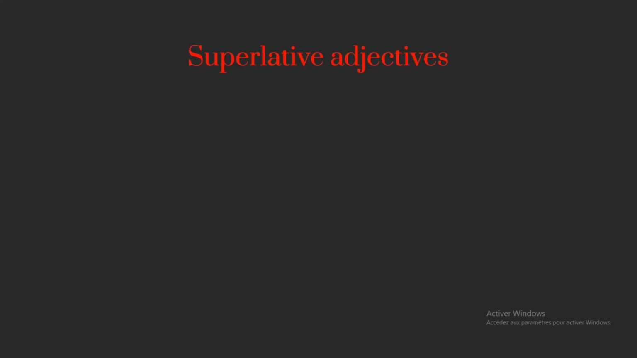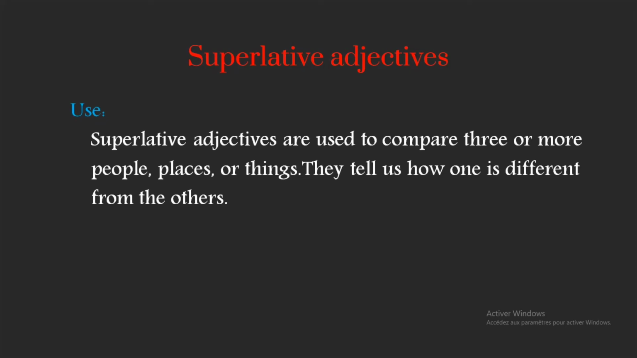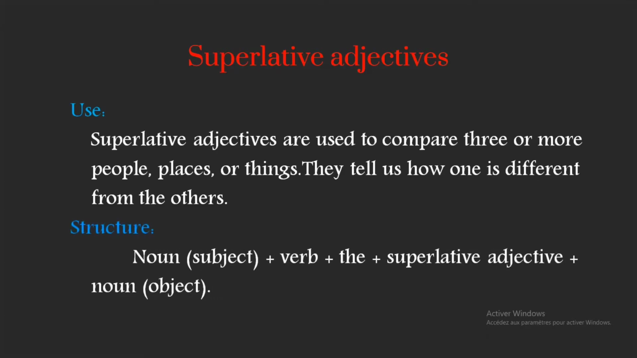But if we want to compare one thing in a group with all of the other things, we can't use the comparative. We should use the superlative. So, what are superlative adjectives? Superlative adjectives are used to compare three or more people, places, or things. They tell us how one is different from the others. The most common sentence for superlative adjectives in English is noun, which is the subject, plus verb, plus the, plus superlative adjective, plus object, which is a noun.